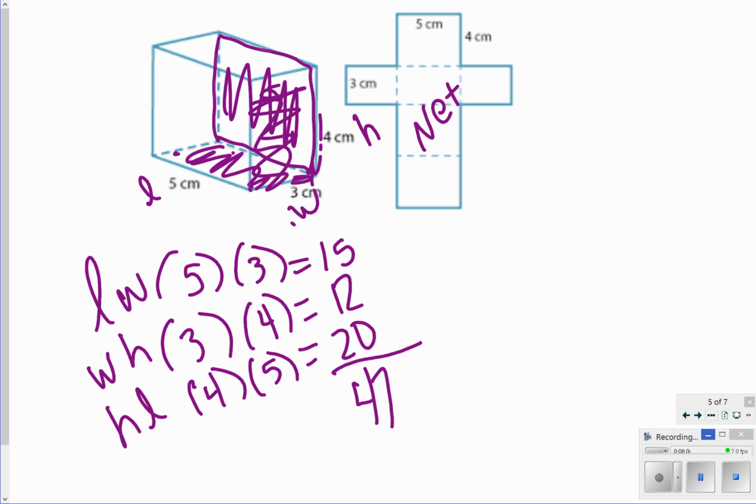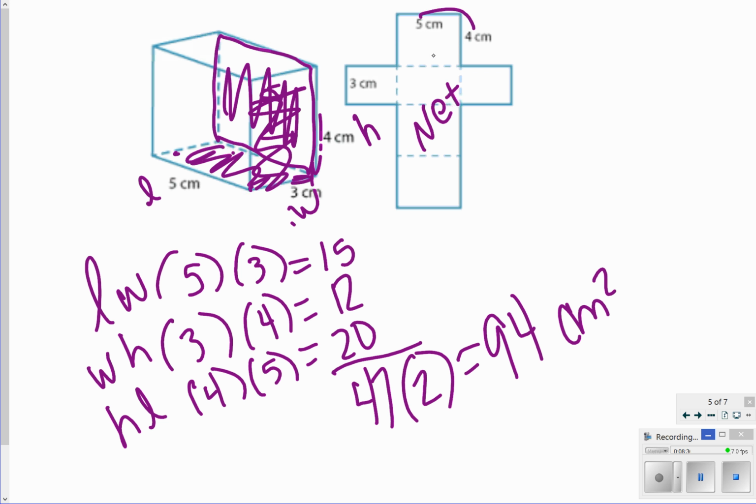But we know that there are two of each side. So we're now going to multiply this times 2, and we're going to see that the total surface area is 94 centimeters squared. And you can see that these numbers are exactly the same. So you can do 4 times 5 to get our number, and 5 times 3 to get our number, and 3 times 4 to get our number, and then multiply by 2.